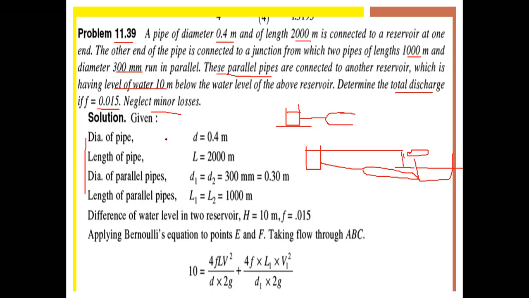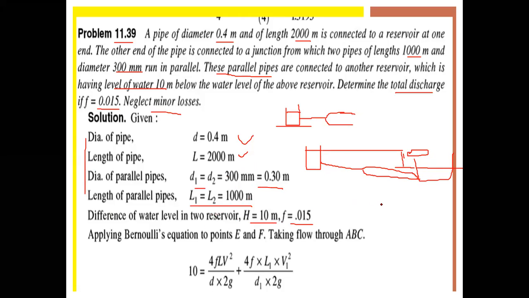Okay, what is the diameter of the pipe? Small d is equal to 0.4. What is the length of the pipe? 2000 meters. The other end of the pipe is connected to the junction of two pipes of length 1000 meters and diameter, okay, the other diameters are d1 is equal to d2, that is equal to 0.3 meter. What is the other length of the pipe? L1 is equal to L2, that is equal to 1000 meters. This much is the given data. Then what is the head level? Head level h is equal to 10 meters, f is equal to 0.5. This is given data. Okay na?